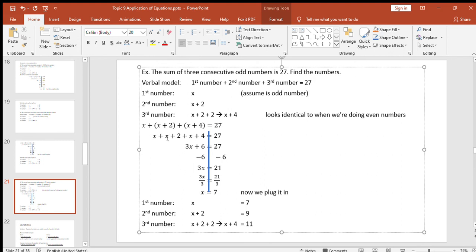And you're going to get x plus (x plus 2) plus (x plus 4) equals 27. Simplify this, and you're going to get 3x plus 6 equals 27. Isolate x, so subtract 6 on both sides, and you'll be left with 3x equal to 21. Divide both sides by 3, and you're going to get x equal to 7. Now plug it in. The first number is 7, the second number is 9, and the third number is 11.